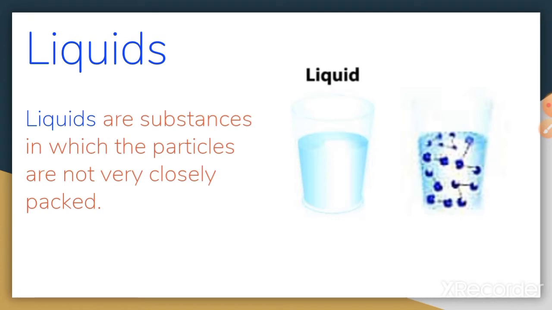Now there are a few characteristics of liquids also. It has no fixed shape, as it takes the shape of the container. It has a fixed volume. Molecules are loosely packed. It can be compressed. Liquid is lighter than solid, and liquids flow from one place to another.